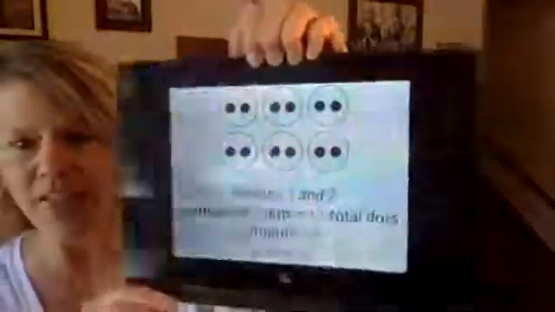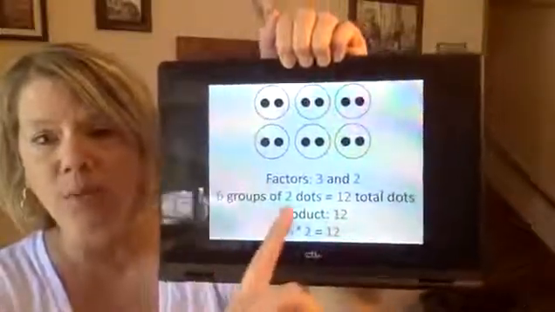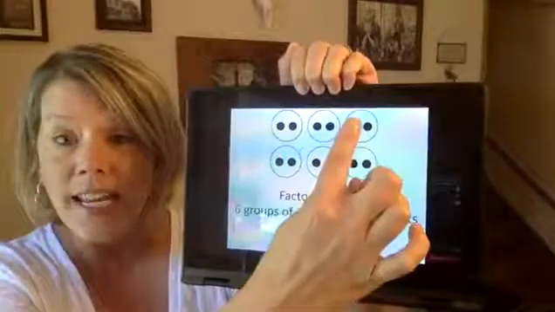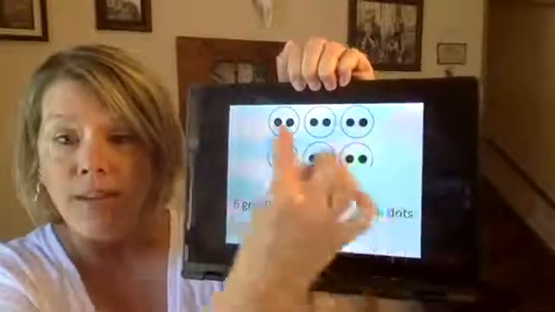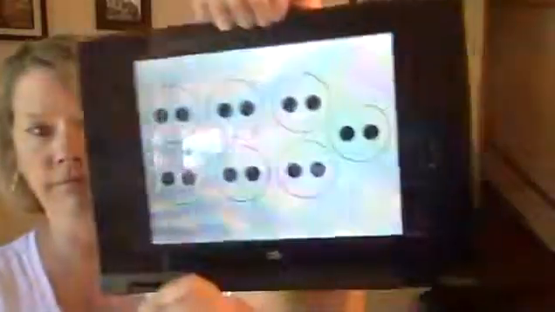Six groups of two. What are the factors? Miss Street disagrees with this slide just a little bit, but it says the factors are 3 and 2, or 6 groups of 2 dots, but that gives us 12 dots. So it's saying three groups with 2 and 3 groups with 2. This music is groovy. Here we go.